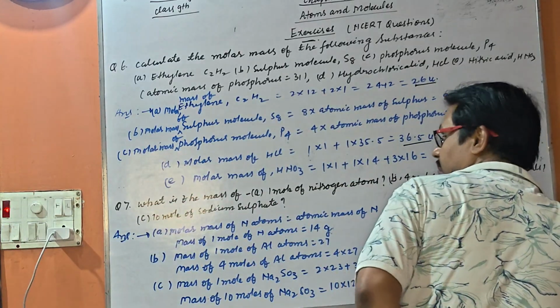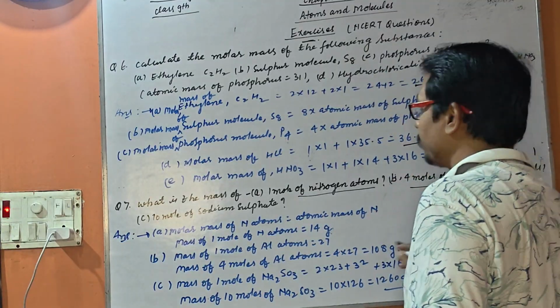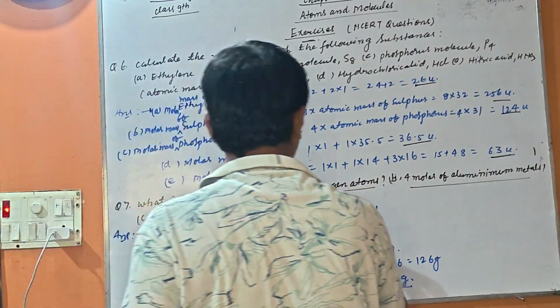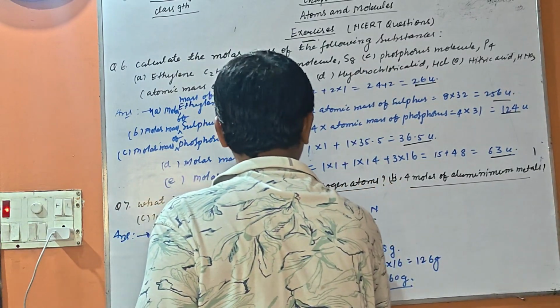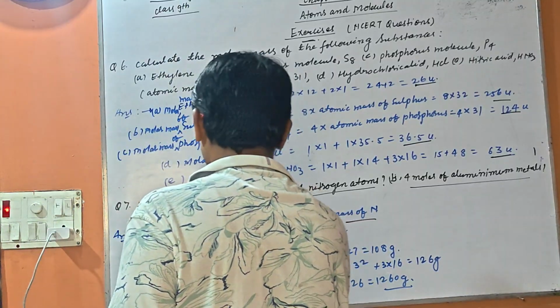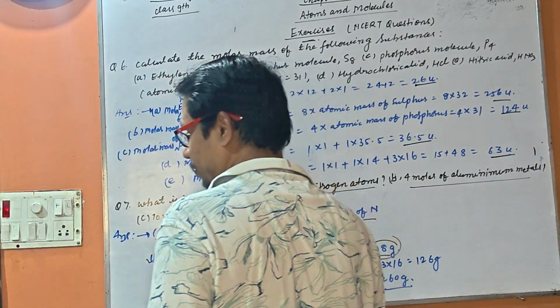So my dear students, let us understand the mass of 1 mole of nitrogen atom, 4 moles of aluminum metal and 10 moles of sodium sulfate. Molar mass of N: mass of 1 mole is equal to 14 gram. Mass of 1 mole of aluminum is 27. Mass of 4 moles of aluminum is 4 into 27, which is 108 grams.